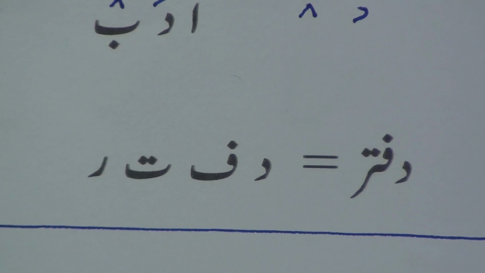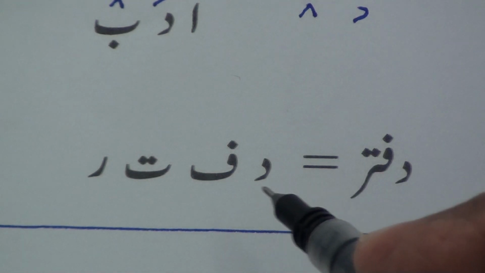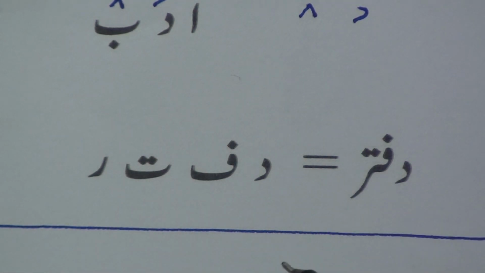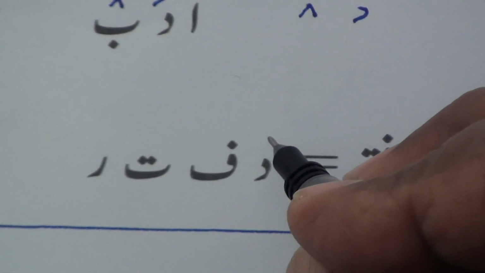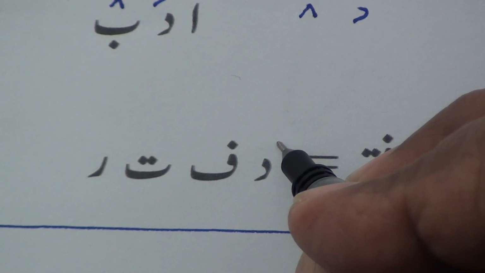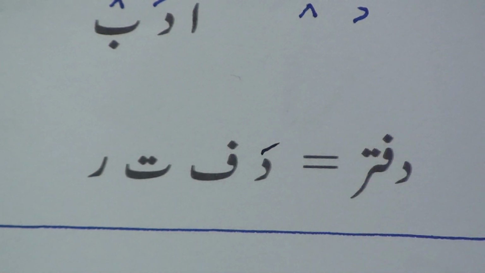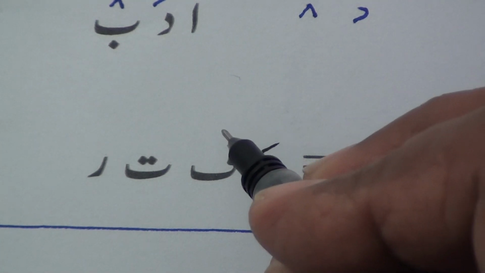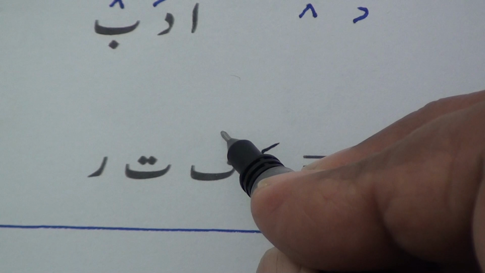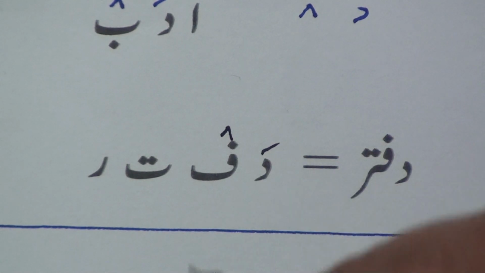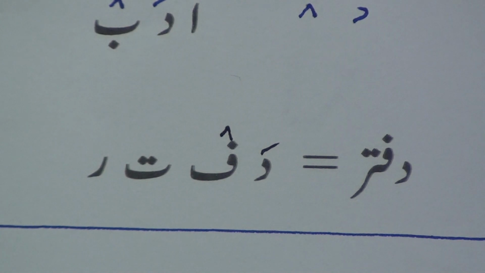Another word is daftar. And daftar has 4 letters: dal, fe, te, re. Daftar. There is jazm, there is zabar on dal, so it is da. It is pronounced as da. And there is jazm over fe. So now it is daf. Dal zabar and fe, daf.